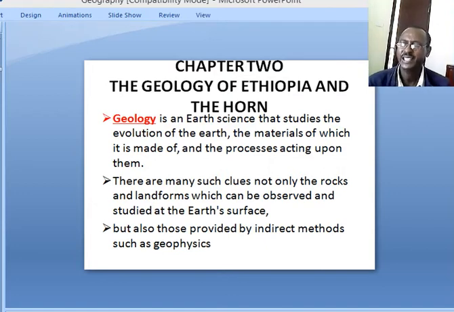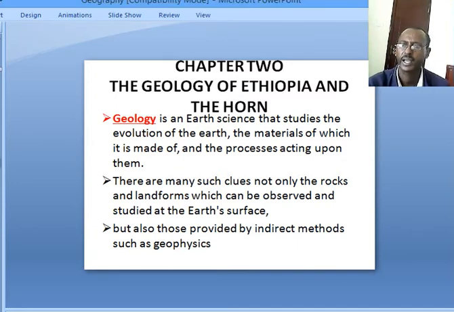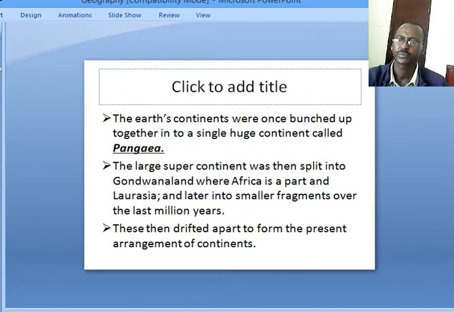So there are many such clues, not only the rocks and landforms which can be observed and studied at the surface, but also those provided by indirect methods such as geophysics. In geology, what's most important is that we need to study the different continents.